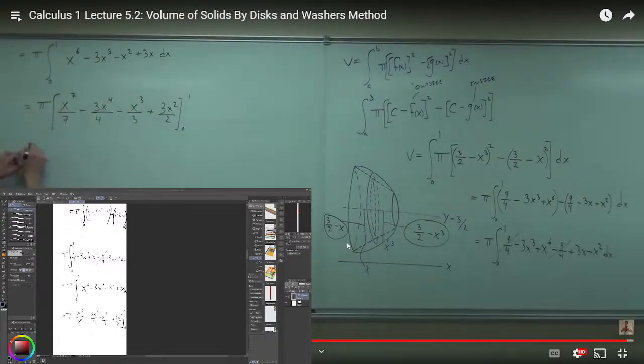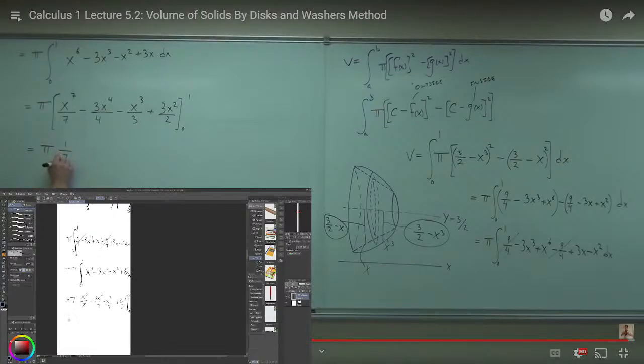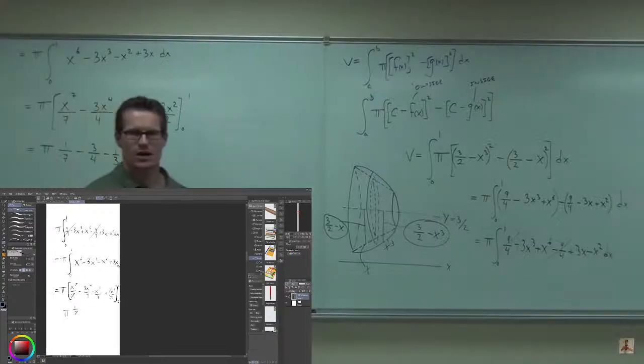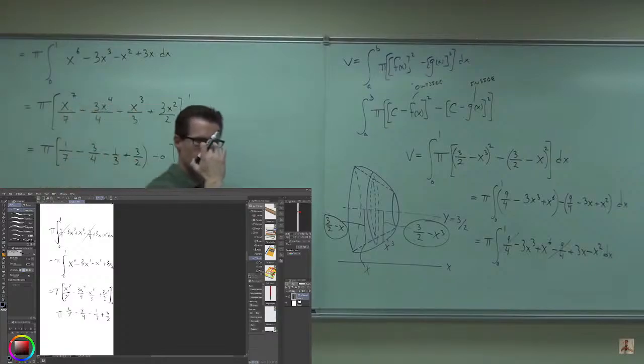If I plug in the 1, if I evaluate, I'm going to get 1/7. I love ones too, man, they're nice. 3/4, 1/3, and 3/2. I'm going to check the 0, but notice how every term is going to go to 0. So I'm going to write at the back end of this, yeah, I did check 0, it's just going to be 0. So far, so good?